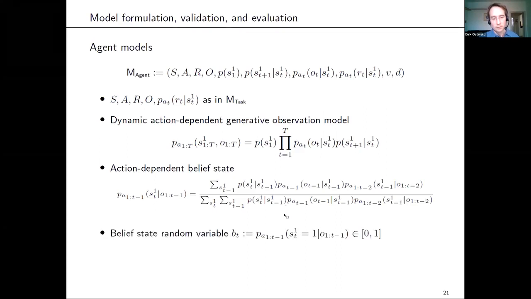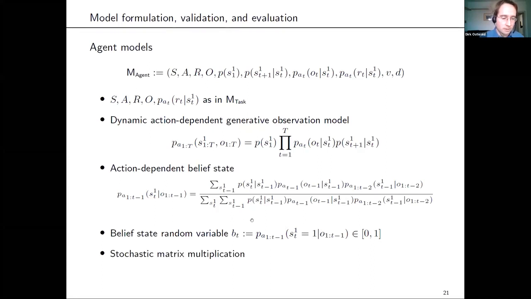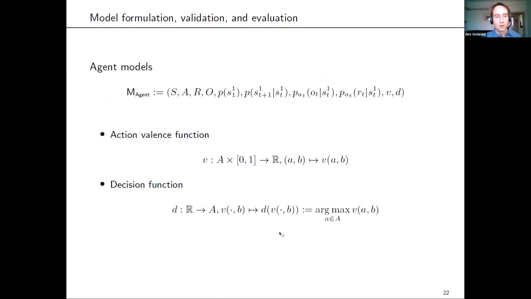This yields a belief state random variable, which is the probability that the unobserved state equals 1 given all previous observations and actions. So, the probability that the square is currently lucrative. This can relatively easily be implemented in a stochastic matrix multiplication manner. This is what all of these agents encode, so this is basically the basic machinery of these Bayesian agents.